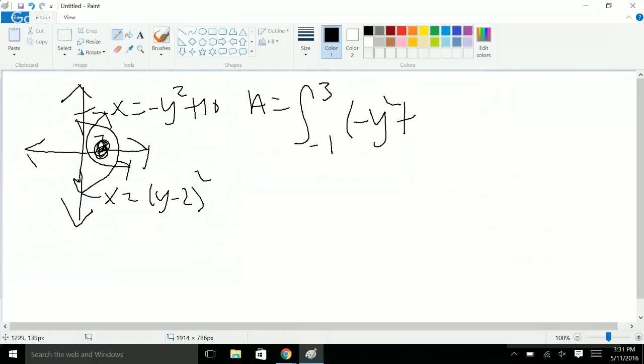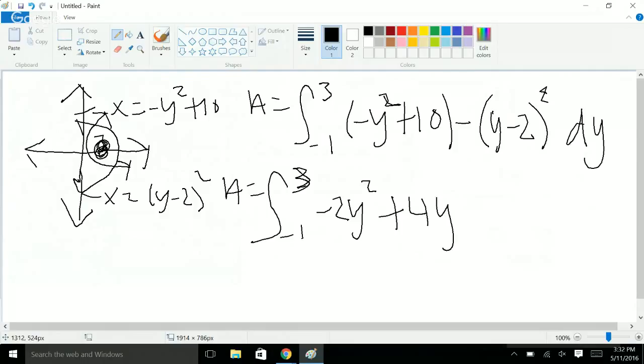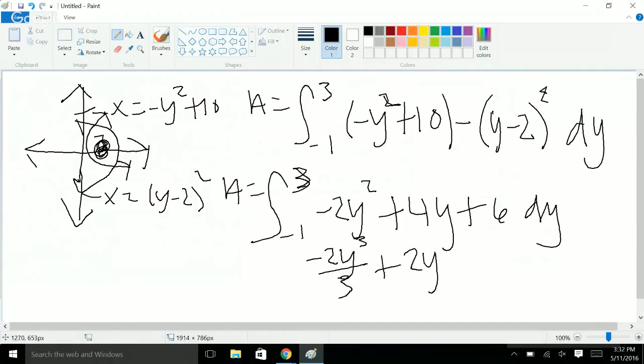negative y squared plus 10 minus y minus 2 squared dy. Simplified, this is the integral from negative 1 to 3, negative 2y squared plus 4y plus 6 dy. Then we integrate. So negative 2y to the third over 3 plus 2y squared plus 6y from negative 1 to 3. And this turns out as 64 over 3.